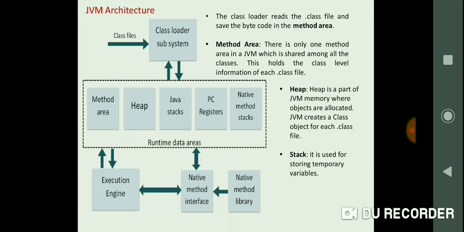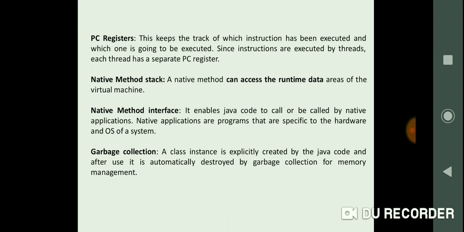This thing comes to the execution engine, and the execution engine and native method interface are interrelated, and this interface is provided input from the library. What PC registers do is it keeps track of the instructions, like which will be the next instruction to be executed. Then the native stack is used for accessing runtime data. Then the native method interface enables Java code to call or to be called by native applications.